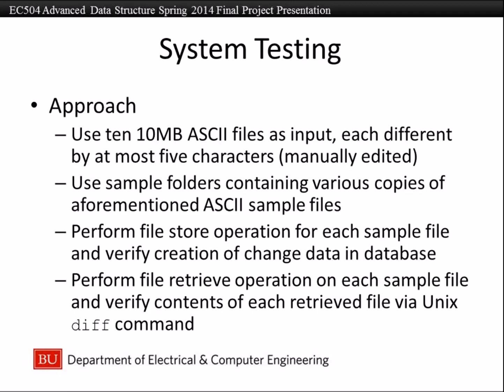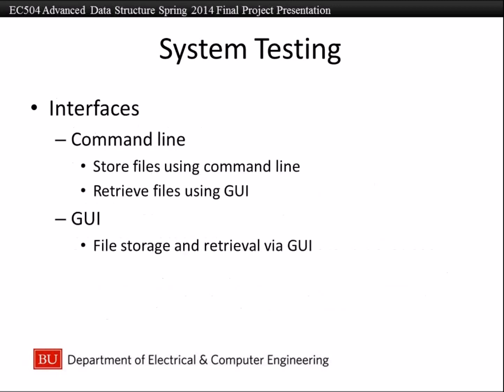System testing, our approach is that we use 10 megabyte ASCII files as input, each different by at most 5 characters, which are manually edited by one of us. We use sample folders to contain some of the aforementioned sample files. Then we perform file store operation for each sample file and verify creation of change data in the database. Then we do the file retrieve operation on each sample file and folder, and we verify the content of each retrieved file through the unix diff command.